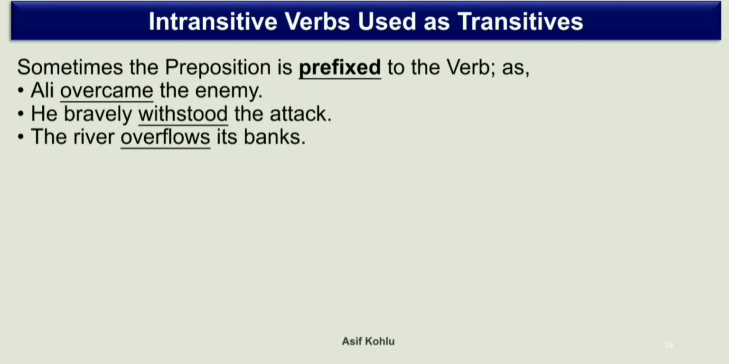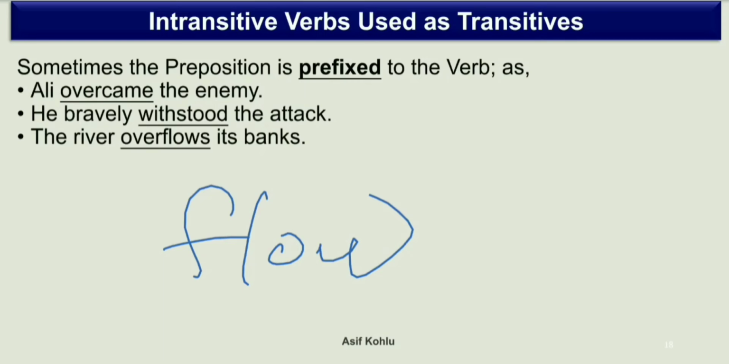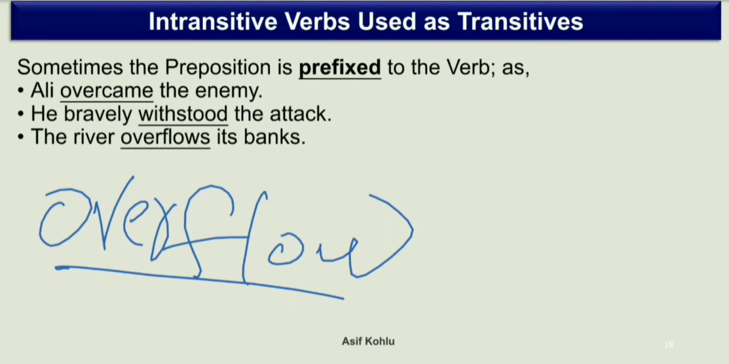And the third example is the river overflows its banks. The actual verb is flow. When the preposition over is prefixed, it becomes a transitive verb. The river overflows what? Its banks. So its banks is the object of the verb overflows.